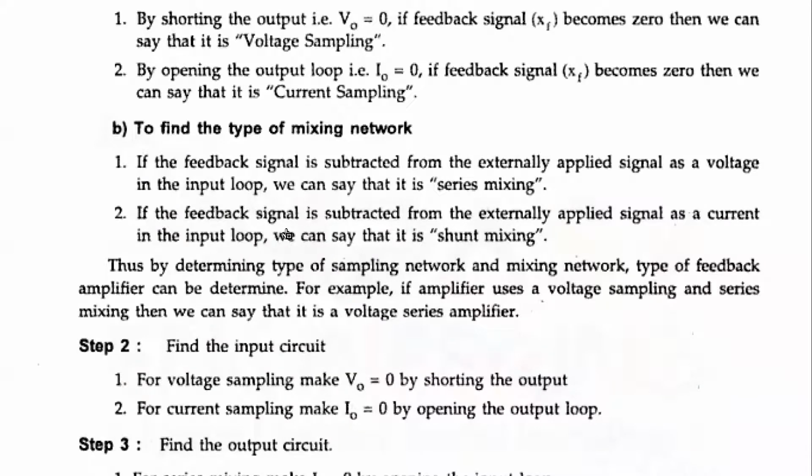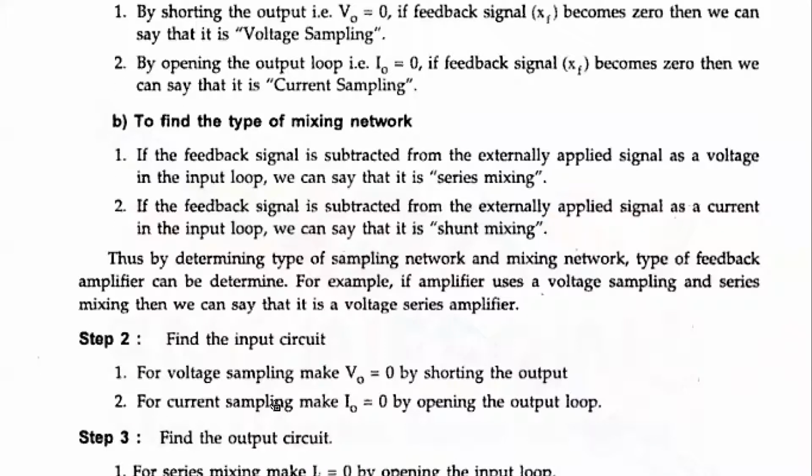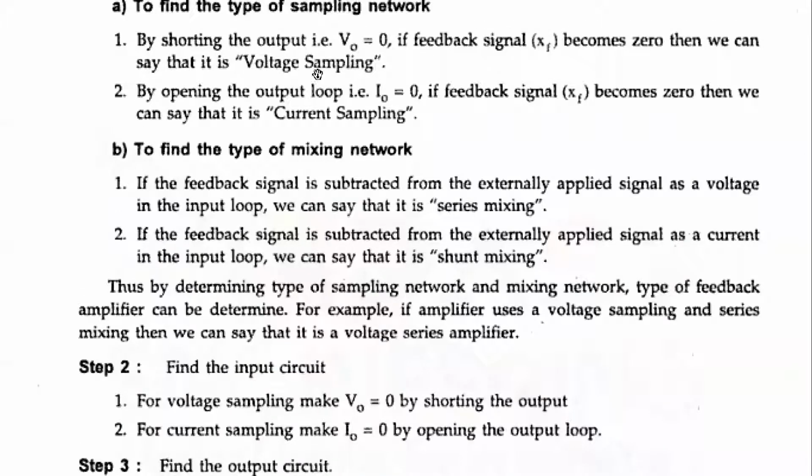Now either at the output we have voltage sampling or current sampling. So for voltage sampling, make V naught 0, means output voltage 0. How to make voltage 0? Short circuit. How to make current 0? Open circuit. So suppose you identify it as voltage sampling, then to find the input circuit, simply short circuit the output and draw. That will be the input circuit.